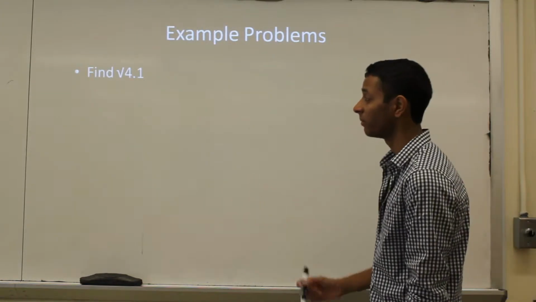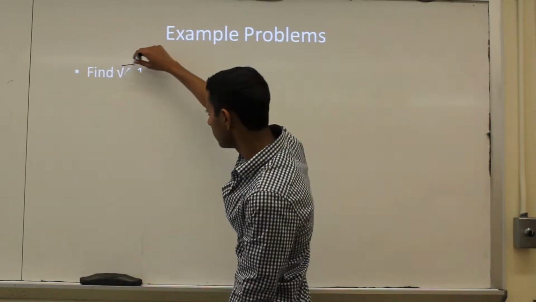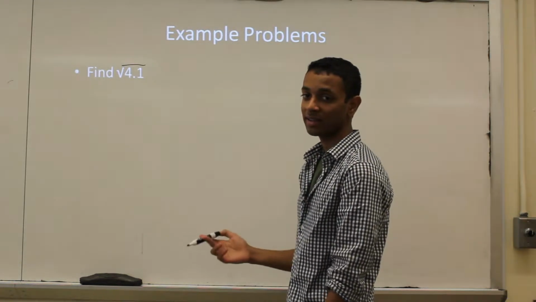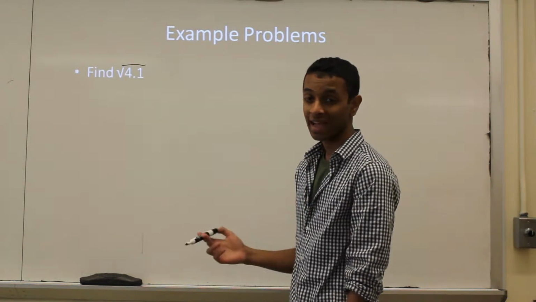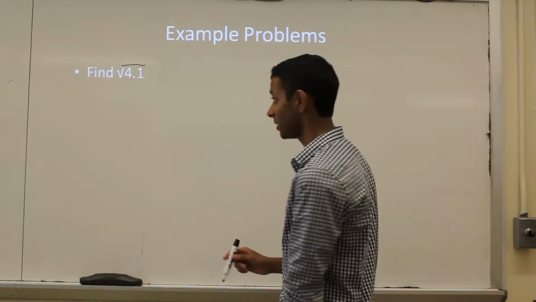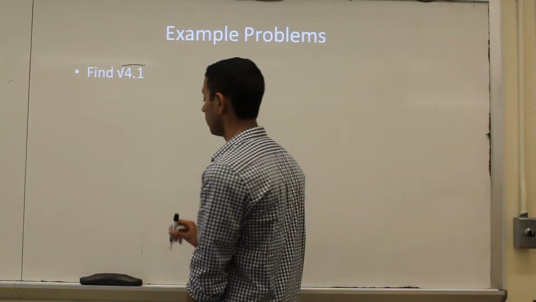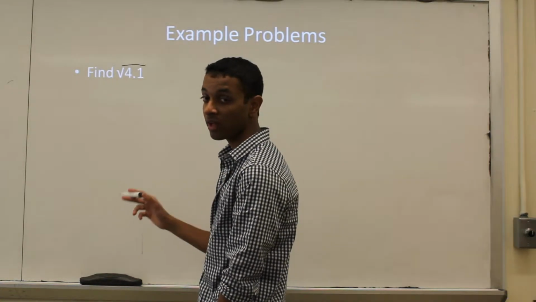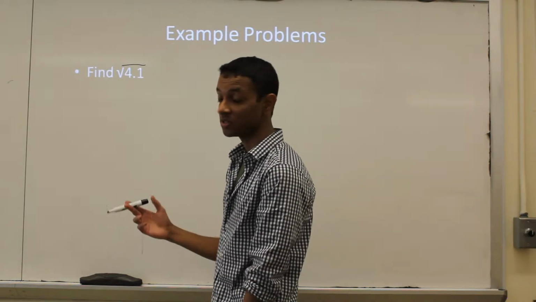And here's an example problem. Find the square root of 4.1. The square root of 4.1 is not an exact number, and if you want to find the exact value of that, you need to use a calculator. But you can estimate it pretty well using tangent line approximation just by following the formula. For example, the square root of 4.1 is pretty close to the square root of 4, which is a value that you know, or you should know, which is 2.